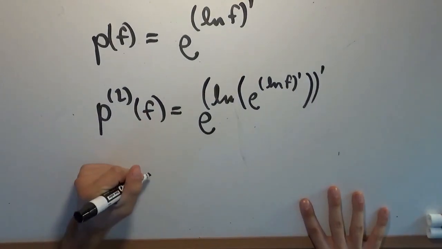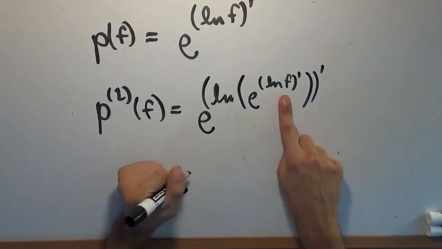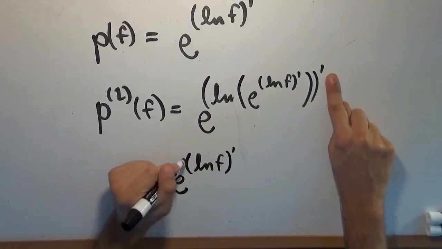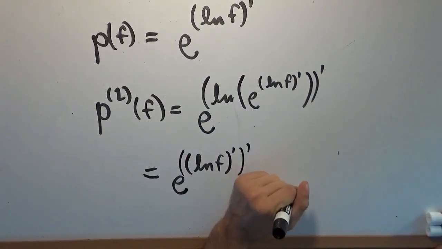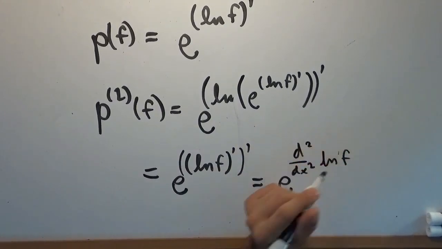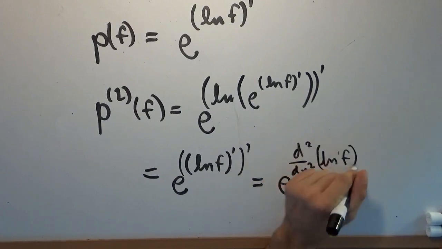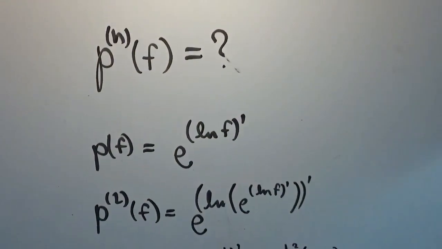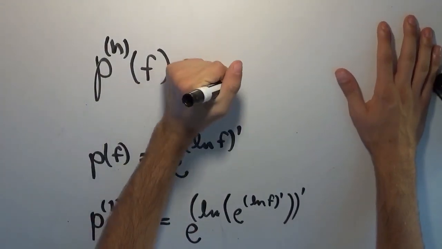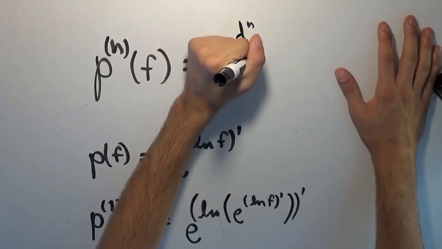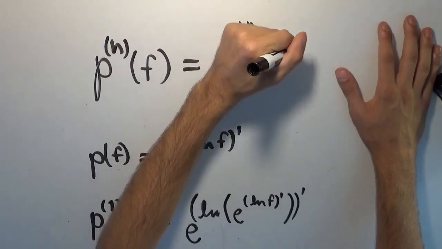And what we're going to end up with is just e to the derivative of the natural logarithm of f, and then we're taking the derivative of it again. And so, of course, this just turns out to be e to the second derivative of the natural logarithm of f. And I don't think it's hard to see that this is just going to continue, right? So I think it's pretty easy to see that the nth product derivative of a function is just e to the nth derivative of the natural logarithm of that function.